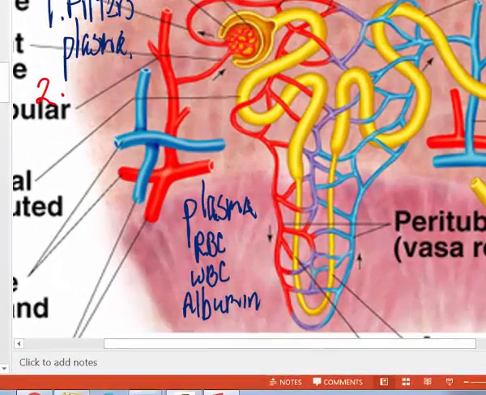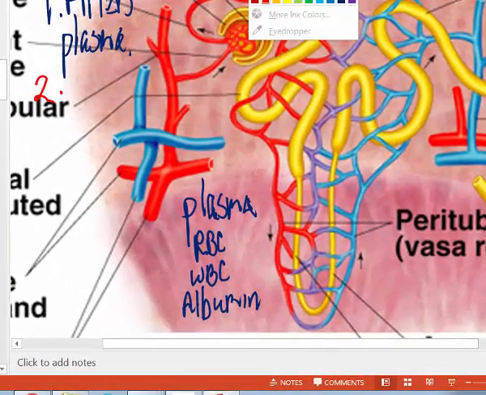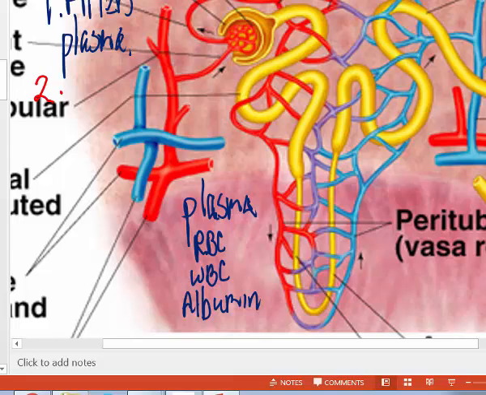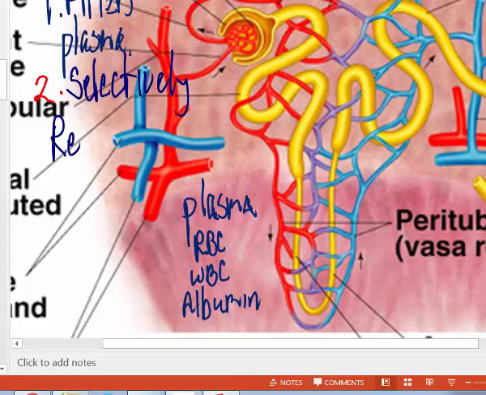Number two, that comes after number one. You should write that down. What is filtered then gets selectively reabsorbed back into the blood.